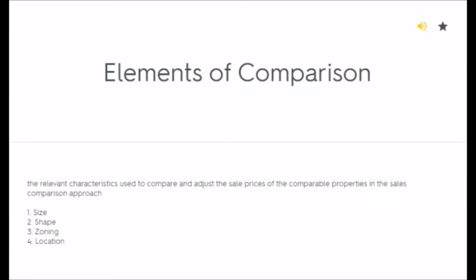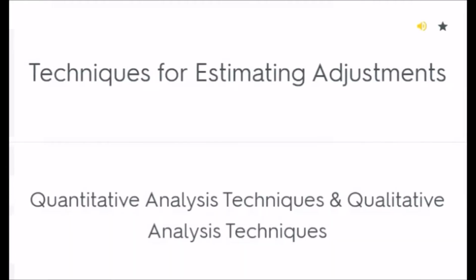Elements of comparison. The relevant characteristics used to compare and adjust the sale prices of the comparable properties in the sales comparison approach. 1. Size. 2. Shape. 3. Zoning. 4. Location. Techniques for estimating adjustments: quantitative analysis techniques and qualitative analysis techniques.